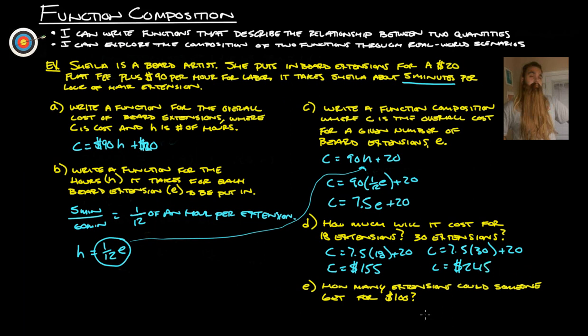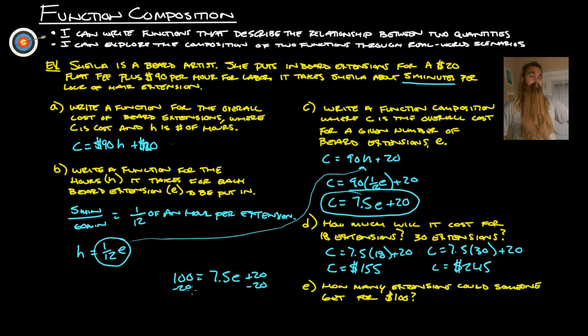245. Now, it says how many extensions could someone get for $100? So we're going to keep using our same function that we have here, but now we're going to plug 100 in for the C. I'm going to do it over here where we've got some room. 100 is going to be the cost. 7.5 times the extensions plus 20. Now we're just going to solve for E.